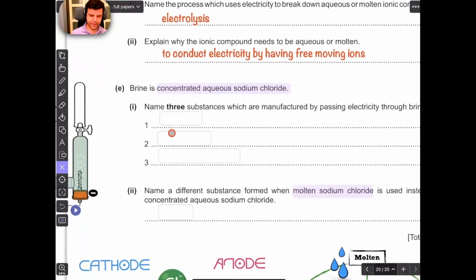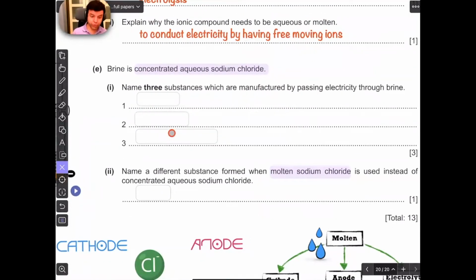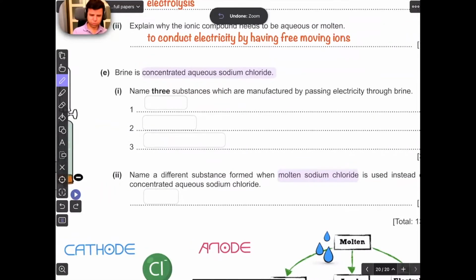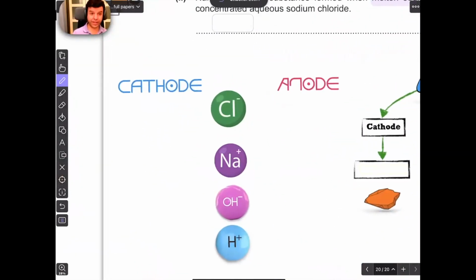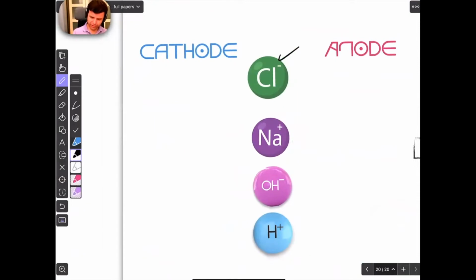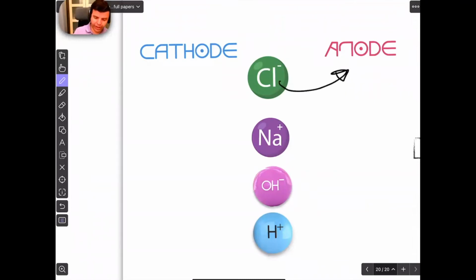All right. Name three substances produced if you're doing electrolysis of concentrated sodium chloride. So what are the available ions we have here in this case? You have chloride, sodium, right? And you have the water, right? The two ions provided by water. What would form at the cathode? What would form at the anode, Saji? Chlorine at the anode and hydrogen at the cathode. Very good. So chlorine at the anode, hydrogen at the cathode, right?